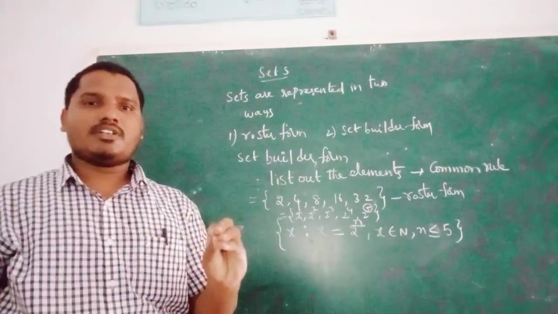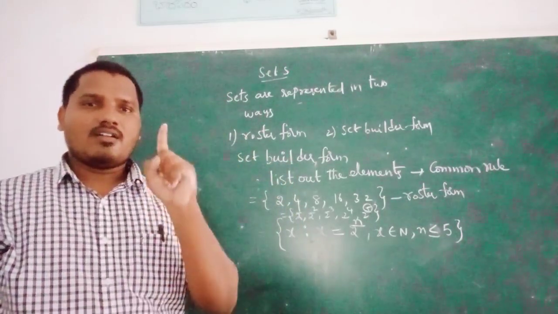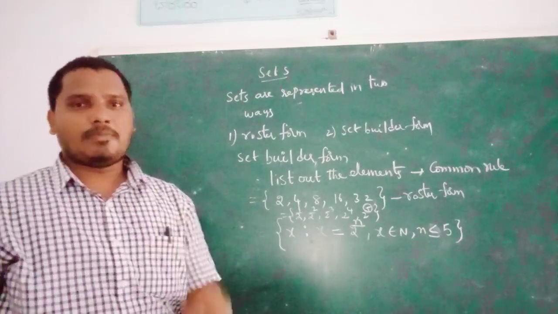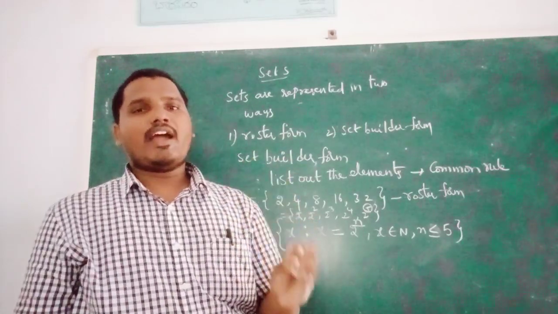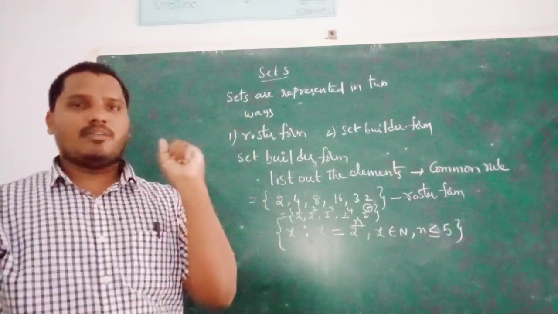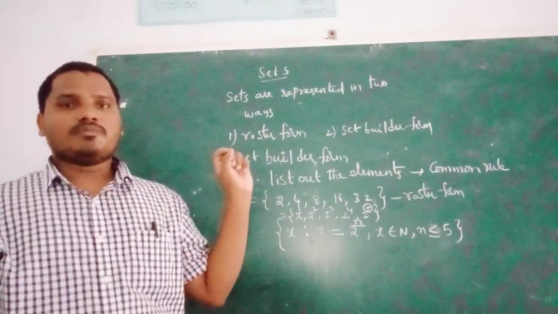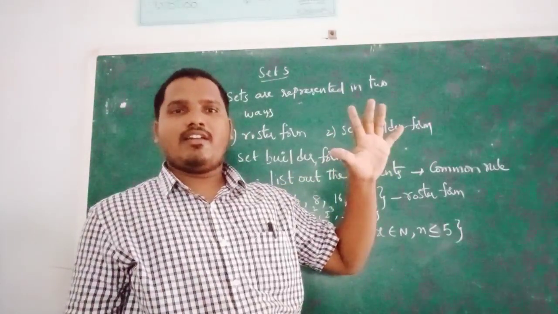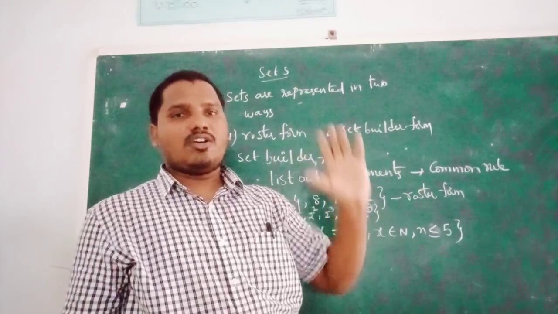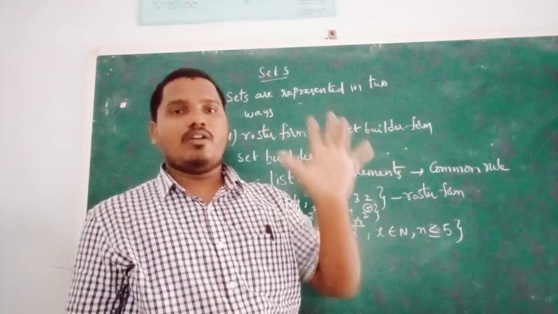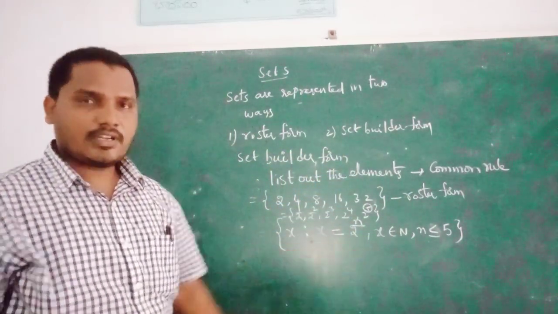Sets can be represented in two ways: first one roster form, second one set builder form. Roster form means they already give the common rule, and we have to list out the elements. In set builder form, they already give the listed elements, and we have to find a common rule like this.